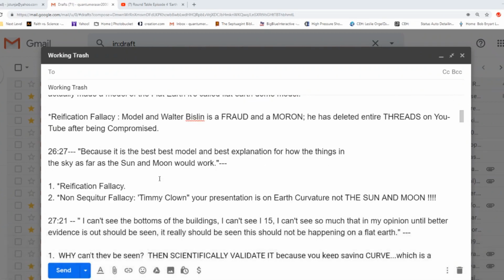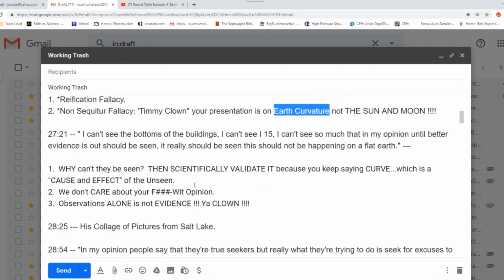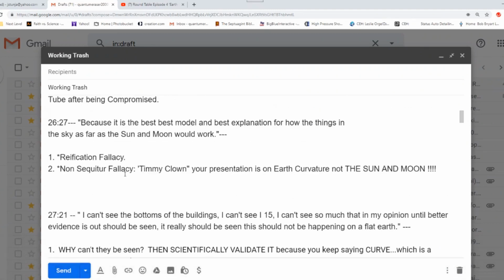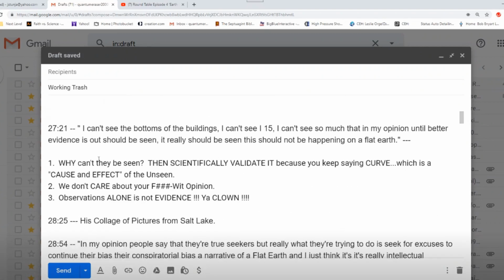2627, because it is the best model and best explanation for how the things in the sky, as far as the sun and moon, would work. Again, another reification fallacy. Number 2, non sequitur fallacy. Again, Timmy Clown, your presentation is on Earth curvature, not the sun and the moon. Anything there? Not really. I mean, yeah, he went on about antipodal star rotation and celestial points, and I didn't really pick up on that. But you're right. It was supposed to be demonstrating Earth curve, right? Yeah, exactly. That's what the presentation's about.